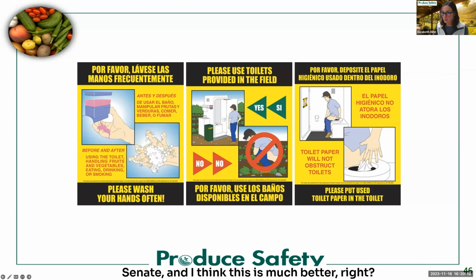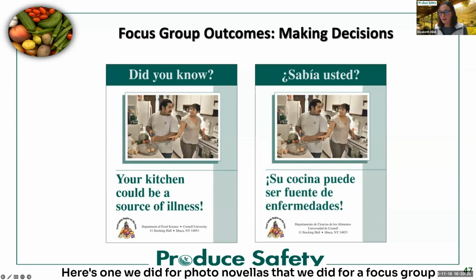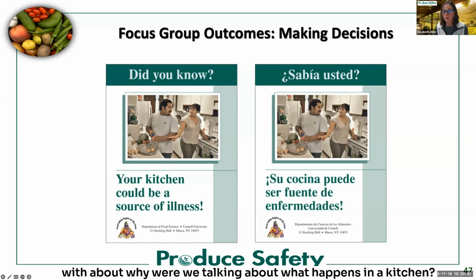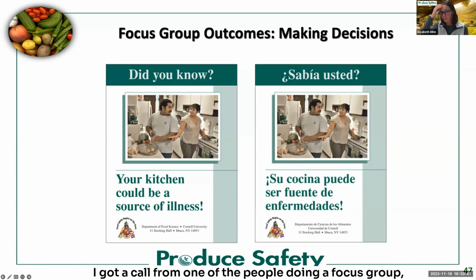Next slide. Here's one we did for a fotonovela that we did for a focus group about why were we talking about what happens in a kitchen? Because a lot of farm labor share kitchens, cleanliness. We focus grouped this, it focus grouped terrible with men. And I got a call from one of the people doing a focus group, and I was told, this is focus grouping terrible with men. What are we going to do?